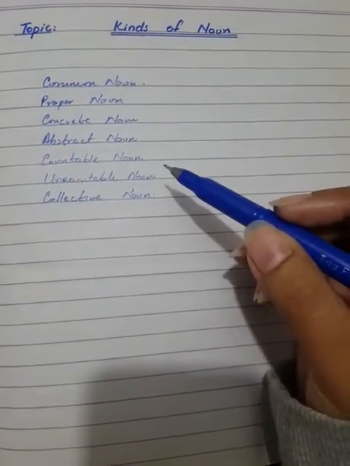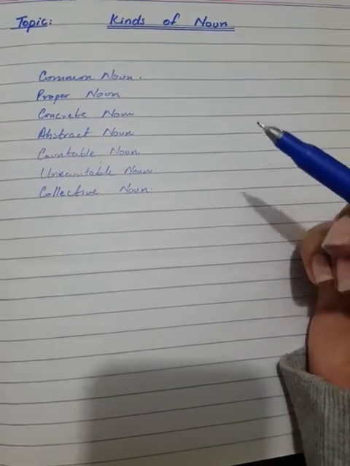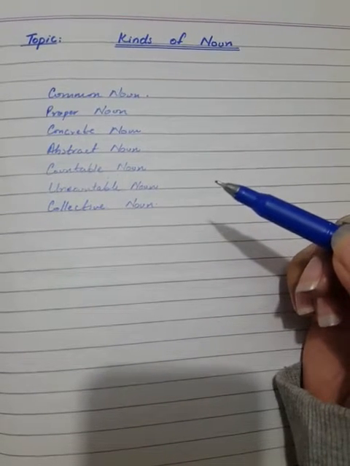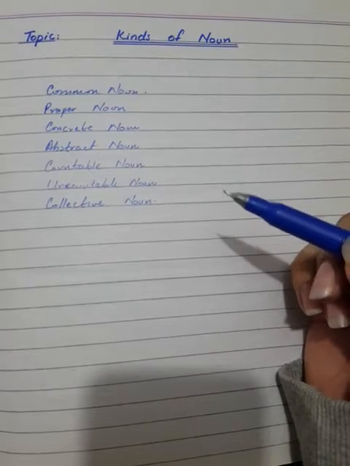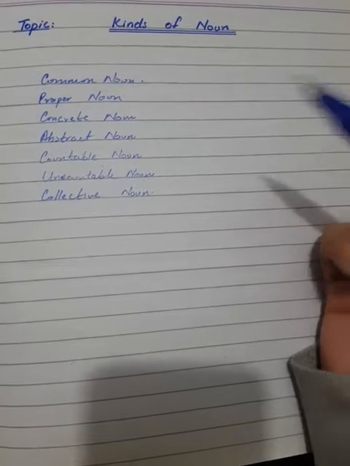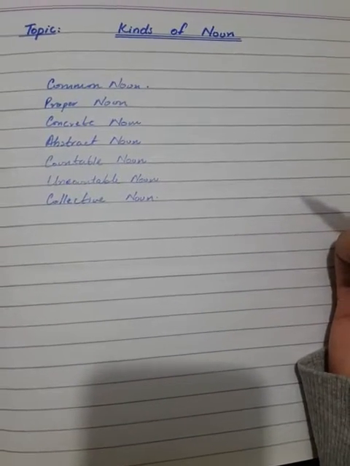Then countable noun. Countable nouns are the nouns that can be counted or that can be numbered. For example, I have got 2 pencils. Pencils, they can be counted. I have got a pair of socks, that can be counted.